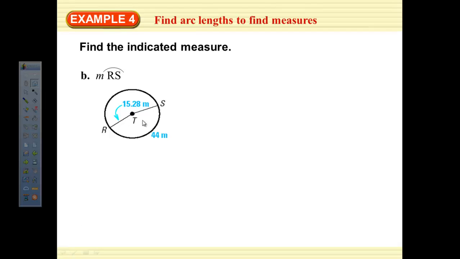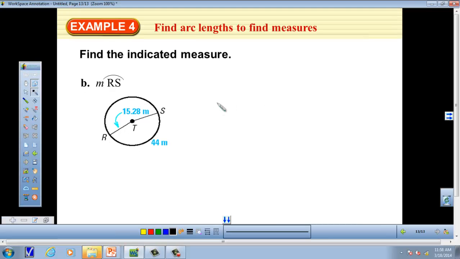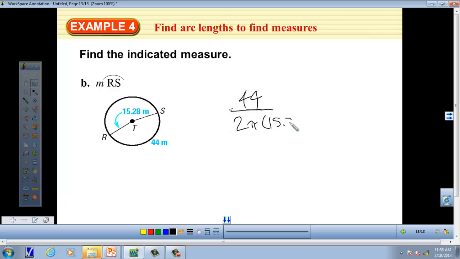So we want to find, we know this radius, we know this arc length, but we don't know the arc measure. So again, the arc length is given to us in this case, which is 44. We're going to divide that by the circumference, which is 2 times pi times the radius, which is 15.28. We don't know what the measure of the arc is, which is the same as this central angle here, and that's divided by 360. So cross multiplying, I would say don't simplify this, just cross multiply.